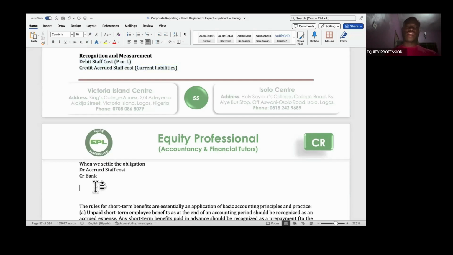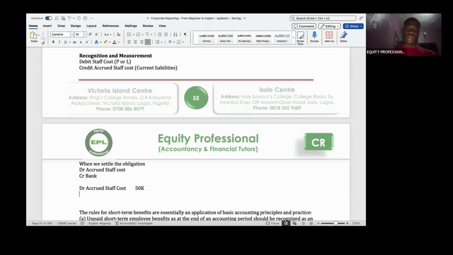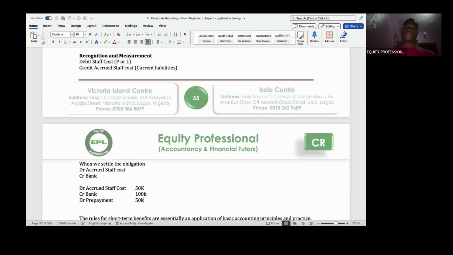How do we deal with that? Instead of paying 50K, we paid 100. That means by the time you are crediting accrued staff costs, you're debiting it with your 50,000, how much you were owing. And you are crediting bank what you actually paid. Let's say you paid 100K, but you paid 1 month in advance. That means there will be a debit to what we call prepayment of 50K.